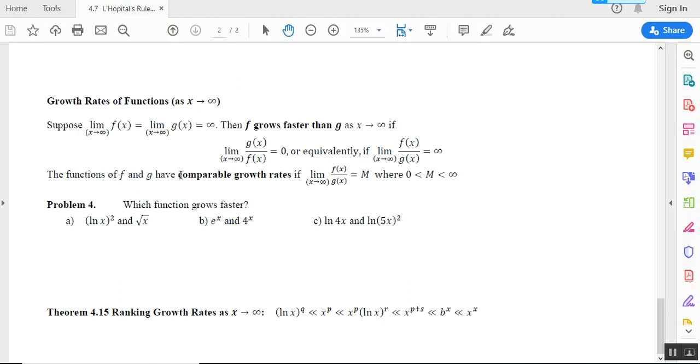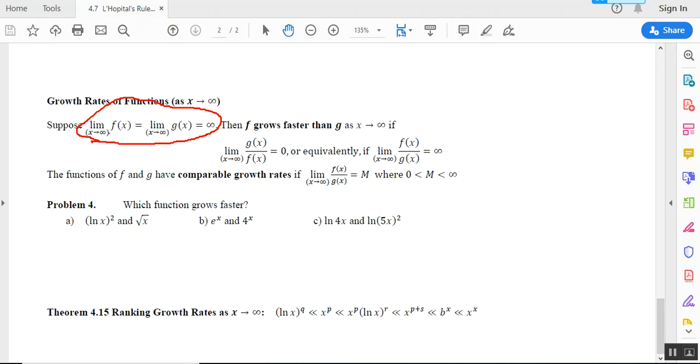The last topic of this section is to talk about growth rate of functions. Of course, the growth rate means growth, right? So we are interested in the functions that are growing. We want to compare which one grows faster. So we are assuming that the functions are always increasing, they're growing. So this has to be true.